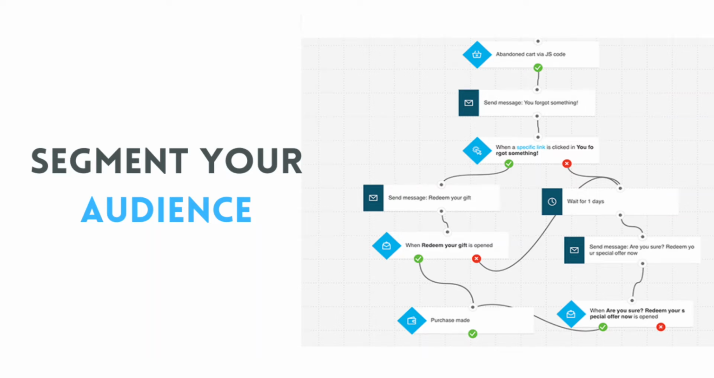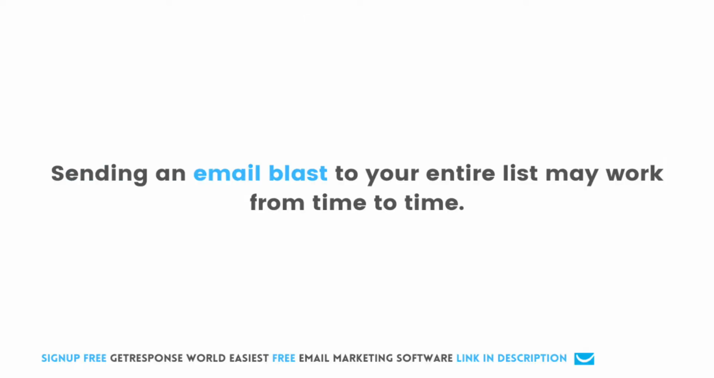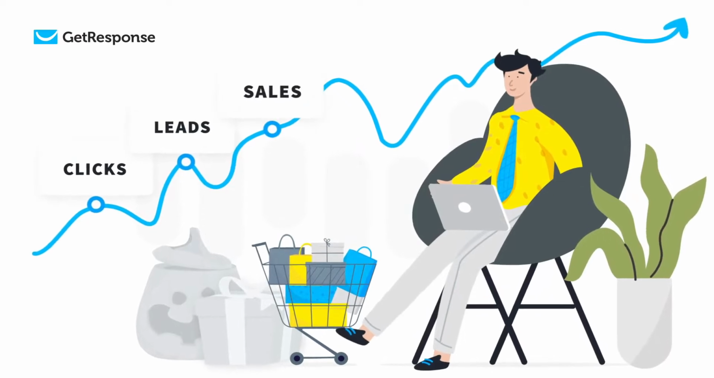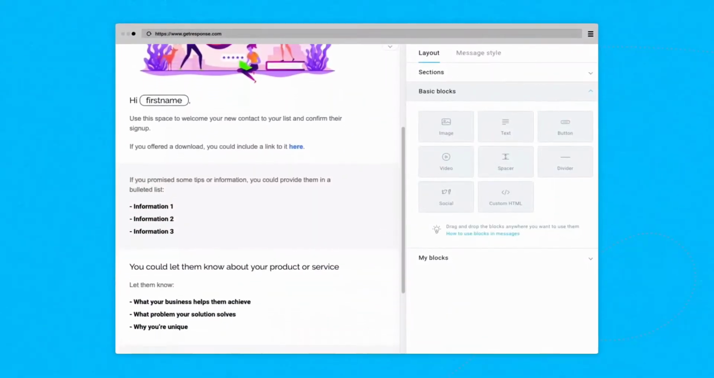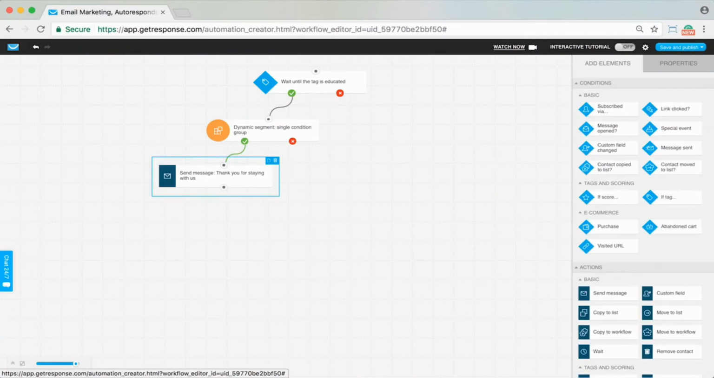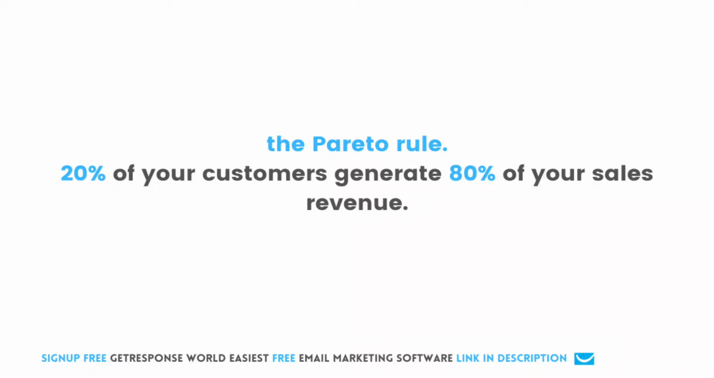Segment your audience. Sending an email blast to your entire list may work from time to time, but your chances of generating sales with your email campaigns are the highest when you create personalized content designed for individual customer segments. You surely have heard about the Pareto rule. 20% of your customers generate 80% of your sales revenue.